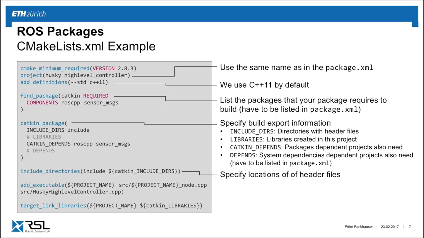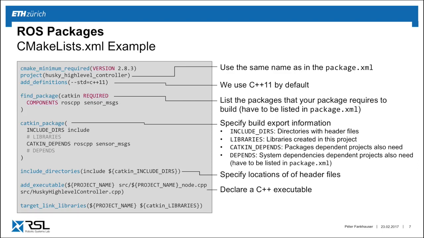Then you're going to tell CMake list how you want to build your project. And here you would specify, again, your C++ header include directory. So in this case, it's just called include. And then you also have to use this variable to pass down all the other include files that are defined within the Catkin workspace.